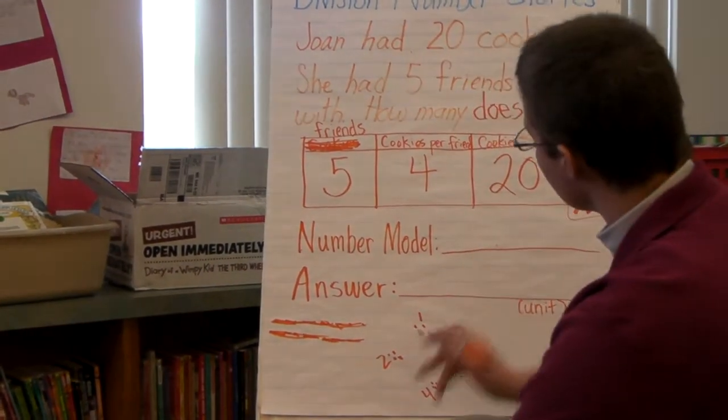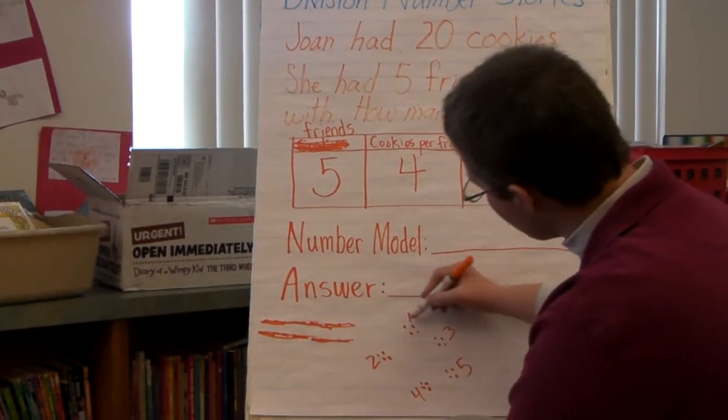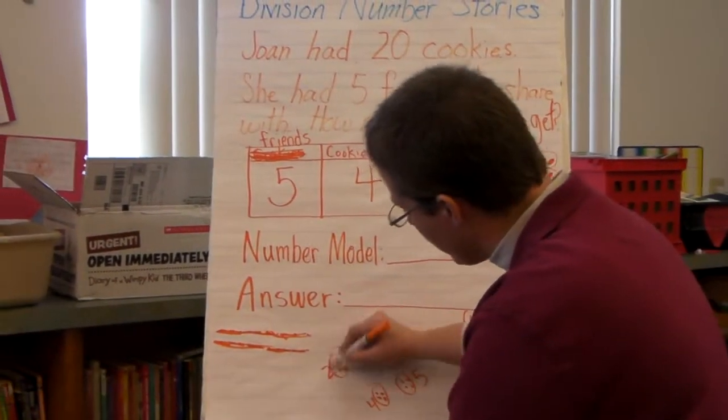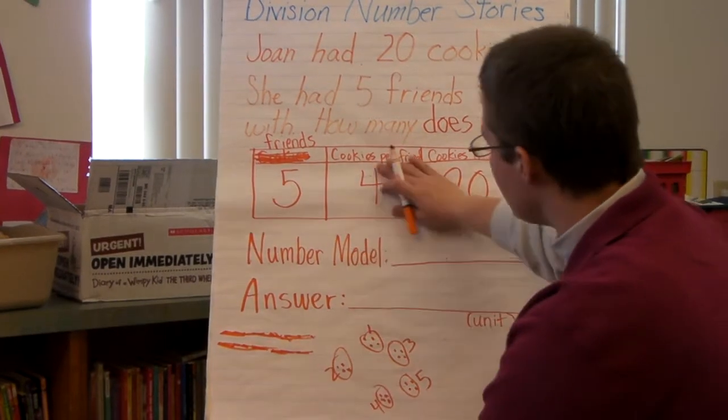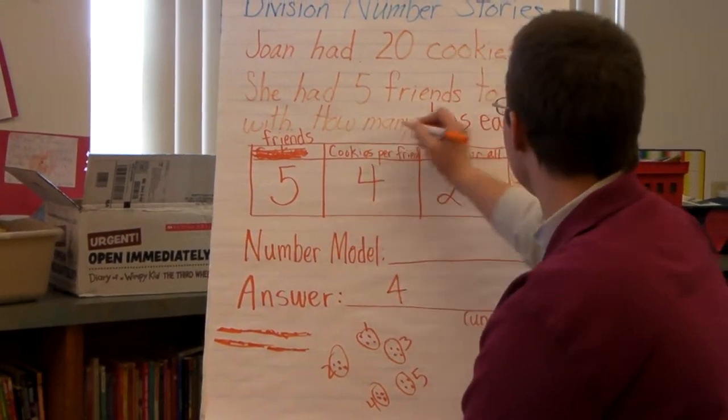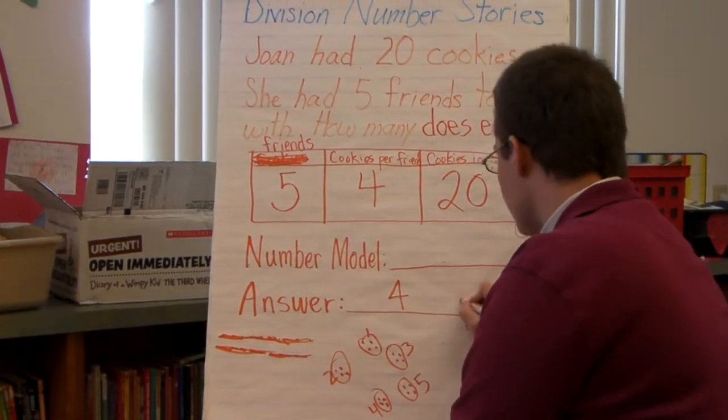Okay, so these ones I was able to split up evenly. Because look, I have 1, 2, 3, 4 in this, 1, 2, 3, 4, 1, 2, 3, 4, and 1, 2, 3, 4. Each friend gets 4 cookies. Okay? So my answer is going to be how many cookies does each get? 4, my unit is cookies.